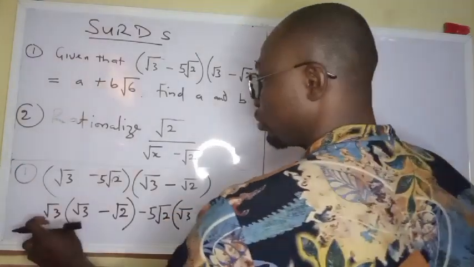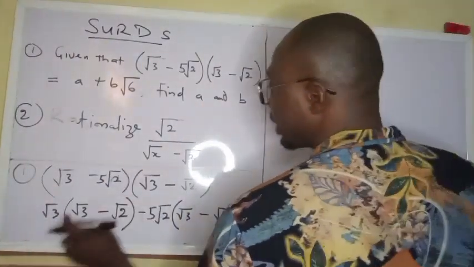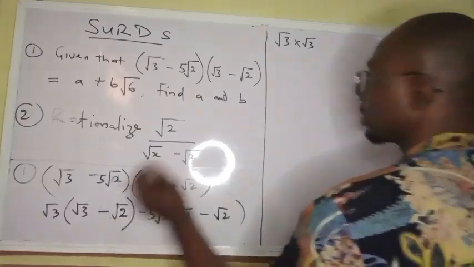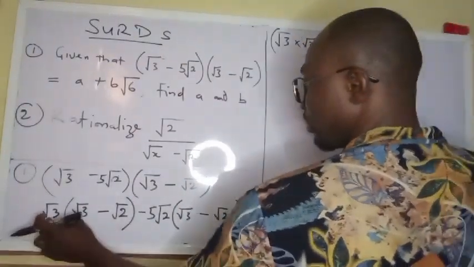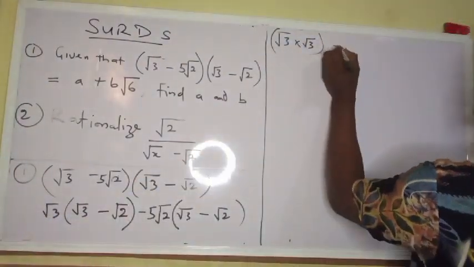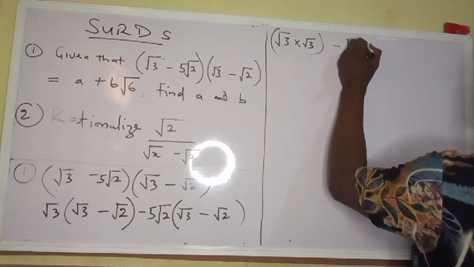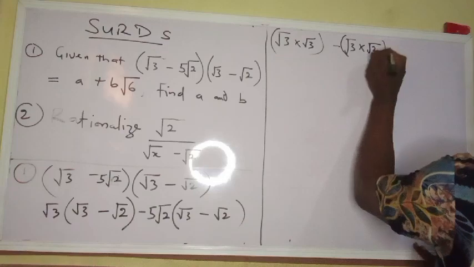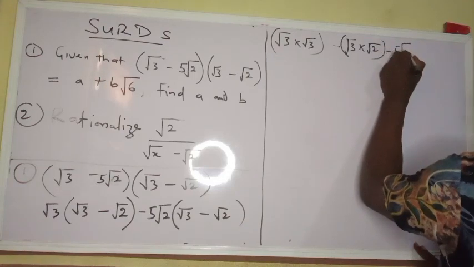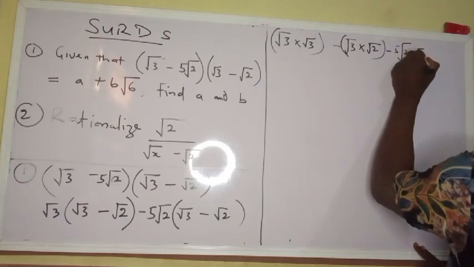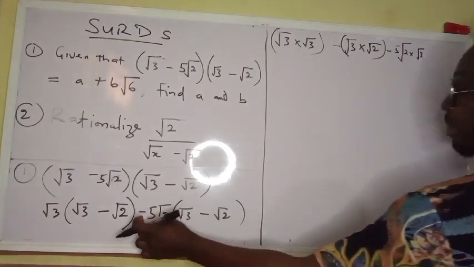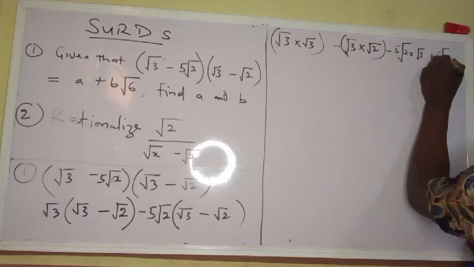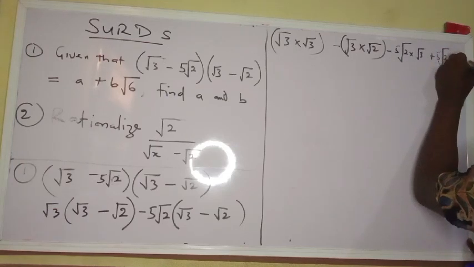So now let's open up. √3 times √3, minus √3 times √2, minus 5√2 times √3. Minus times minus is plus, plus 5√2 times √2.